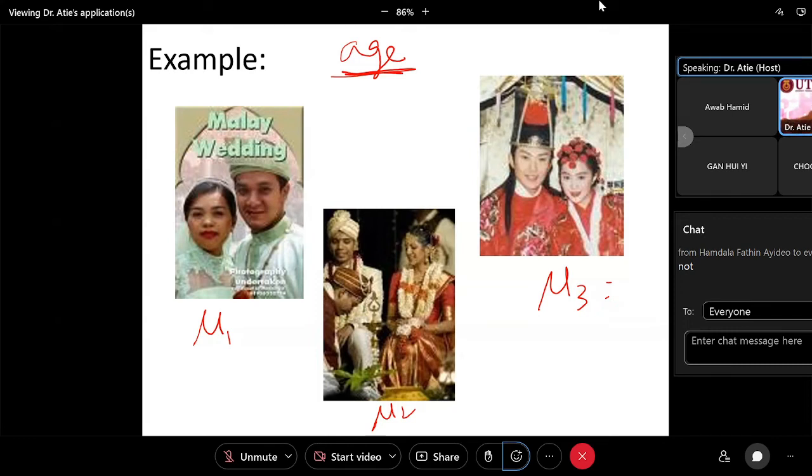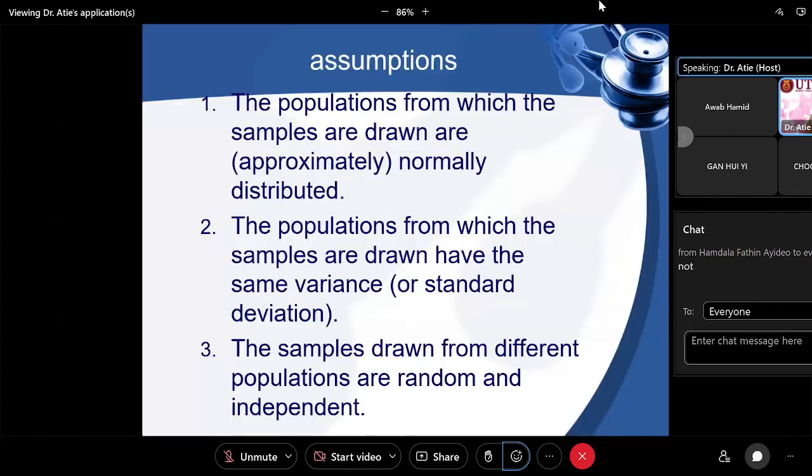Okay, so that's a very good example. So at least you can see we can compare the age, but then we want to compare between three different ethnics. So we need to use ANOVA. All right, the assumptions.